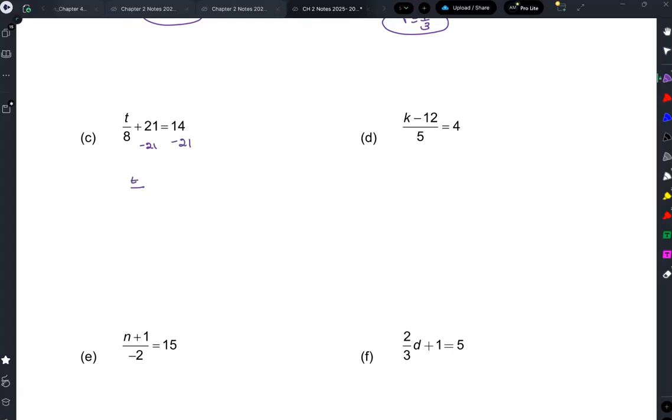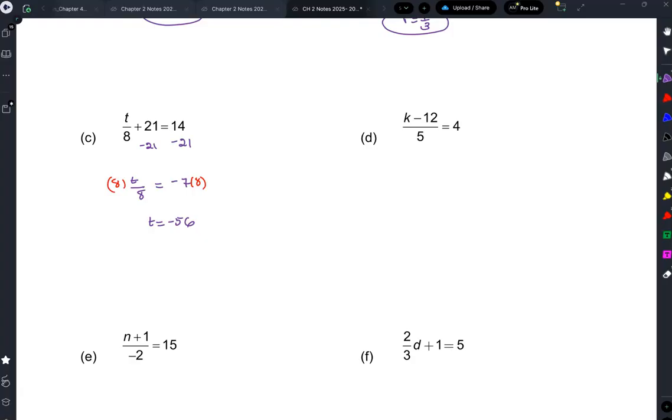So t over 8 equals negative 7. What do you think I do now, Zoe? You do times 8 on both sides. So I get t equals negative 56.